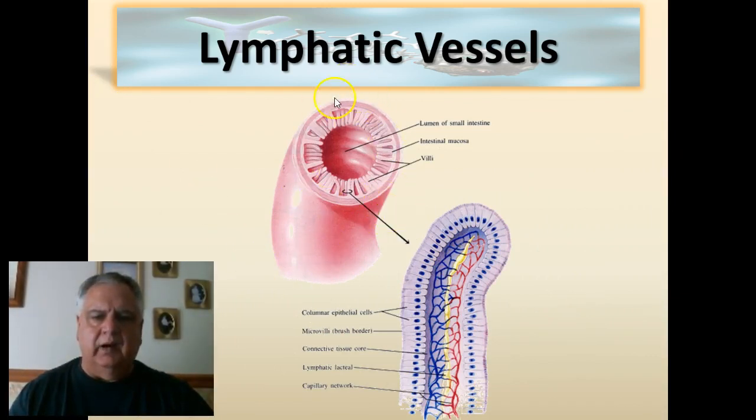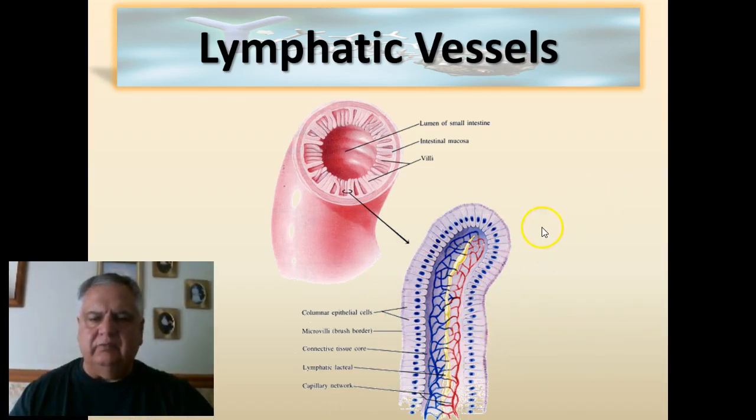So here's a diagram of what we're talking about. This would be an artist's conception of the small intestine here. You can see that the inner lining of the small intestine is thrown into these finger-like extensions, and each of these finger-like extensions is called a villus, plural villi. The purpose of these villi is to increase the absorptive surface area of the inside of the small intestine.